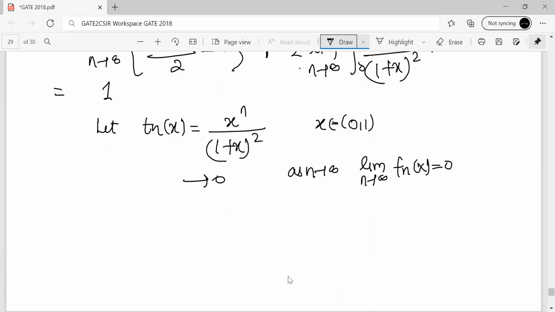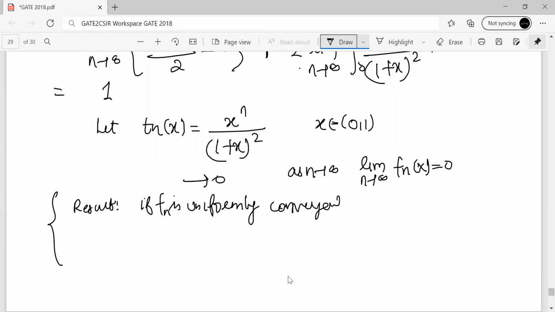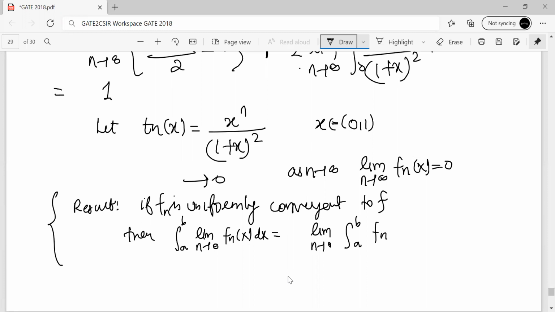And we know that if fn is uniformly convergent, I'll use this result. If fn is uniformly convergent to f, then the integration over a to b of the limit as n tends to infinity of fn of x dx is the same as the limit as n tends to infinity of the integration over a to b of fn of x dx. These limits can be interchanged.